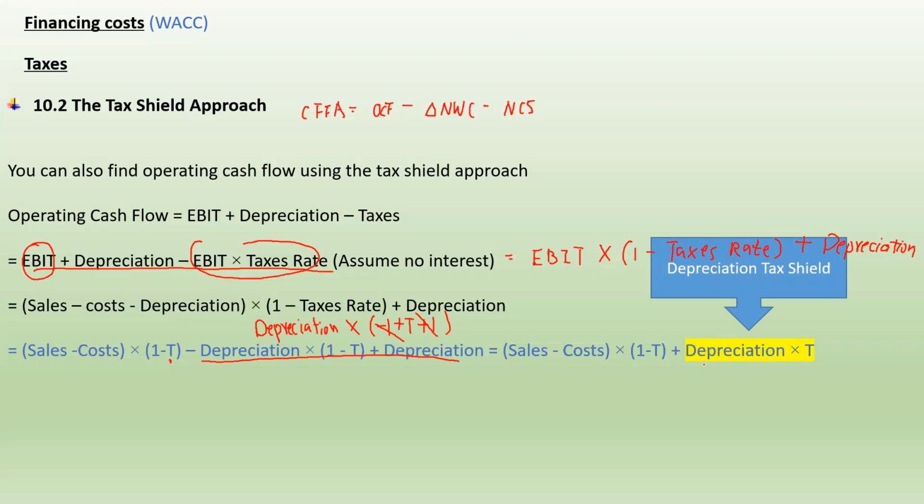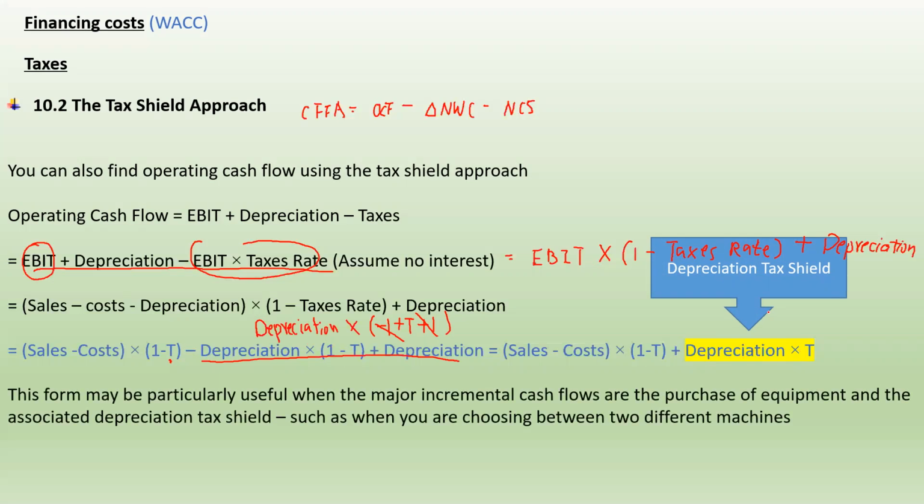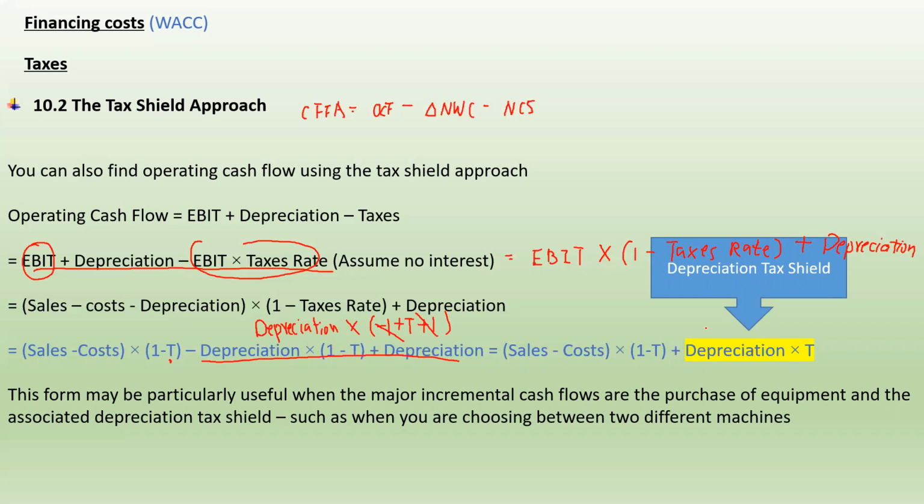And this part is called depreciation tax shield. So this is particularly useful when the major incremental cash flows are purchase of equipment and associated depreciation tax shield, such as when you are choosing between two different machines. You should know the machine with higher depreciation amount will have higher tax shield.